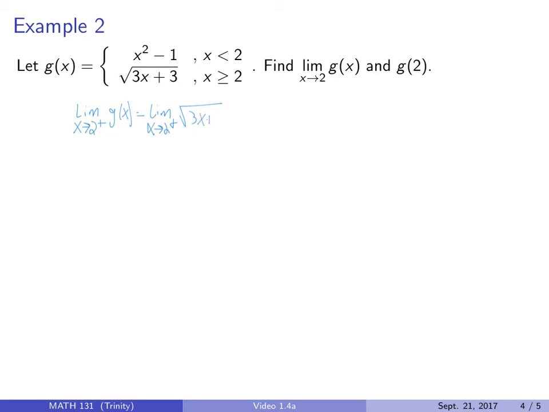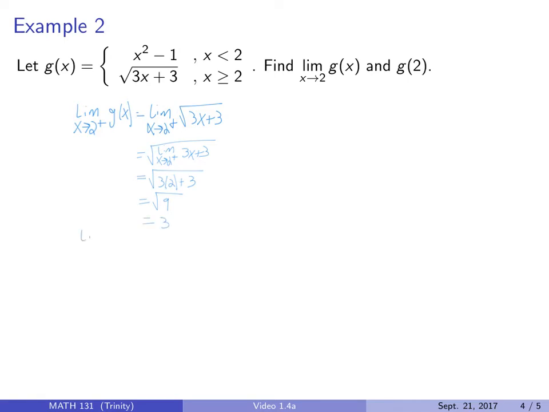because everywhere to the right of 2, g of x is the same thing as the square root of 3x plus 3. Using the power rule, I can rewrite this as the square root of the limit as x approaches 2 from the right of 3x plus 3. And now I'm just taking the limit of a polynomial, so to evaluate that, I just plug in x equals 2. So we have the square root of 3 times 2 plus 3, which equals the square root of 9, which equals 3.